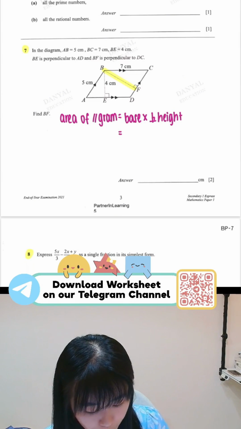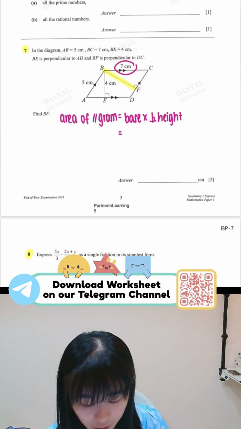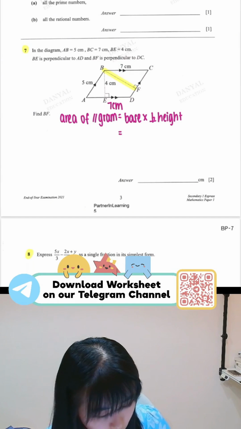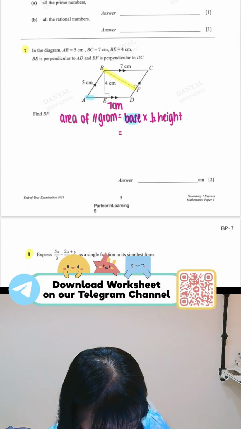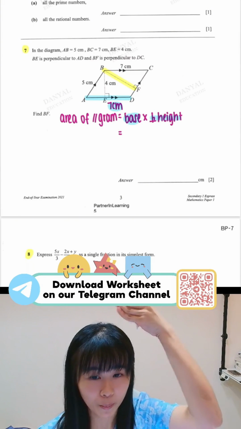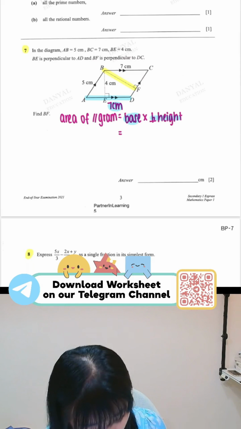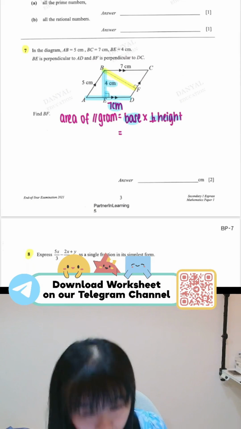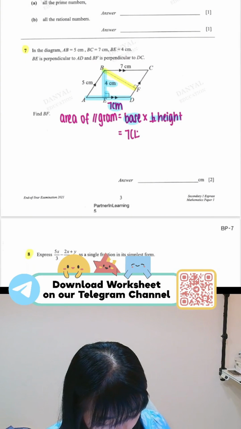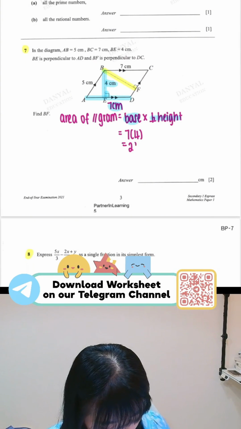Let's say this is a 7. Opposite is going to be 7 as well, so I will put 7 here. If my base is a side of the parallelogram, let's say I take 7, then my height must be perpendicular to that 7. As you can see, my height is here. So you take 7 times 4, which gives you the area of the parallelogram, 28.